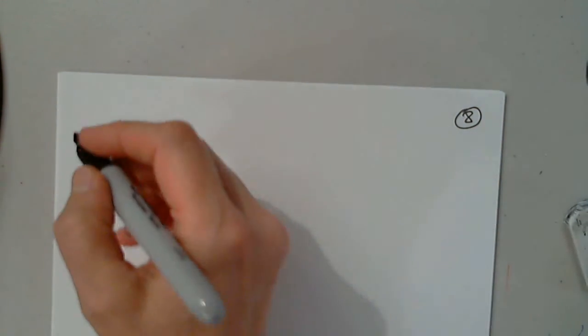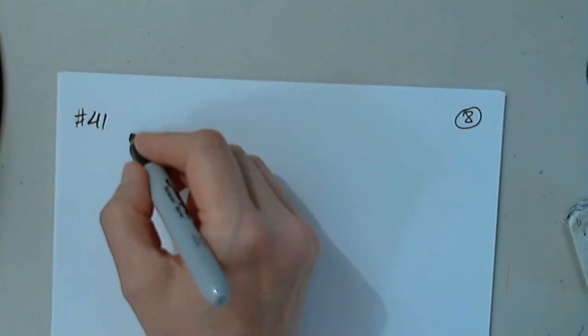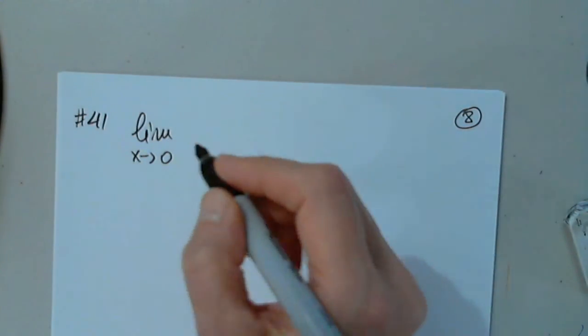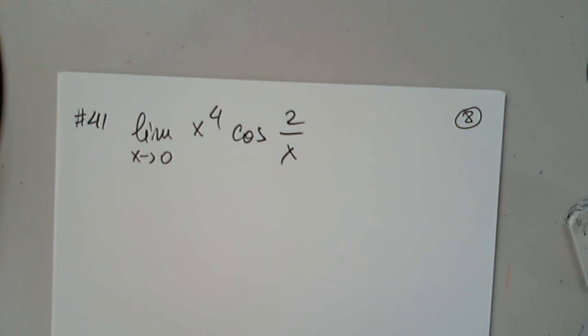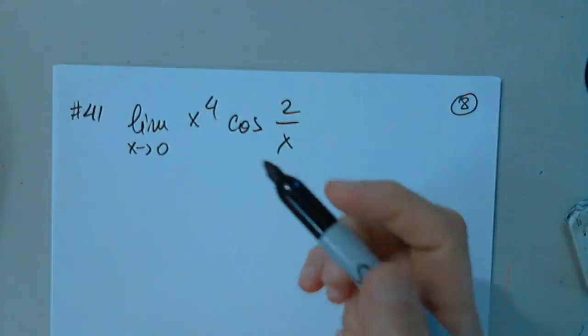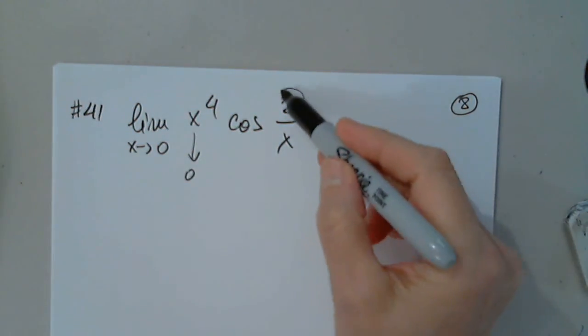Of course, these are specific for the squeeze theorem. Okay, 41. So we have the limit as x approaches 0 of x to the 4th times cosine of 2 over x. I don't remember doing this. Have we done that? I don't think so. Okay, so first I have to see where this is going and what's the situation here. Of course this approaches 0, but this is DNE.